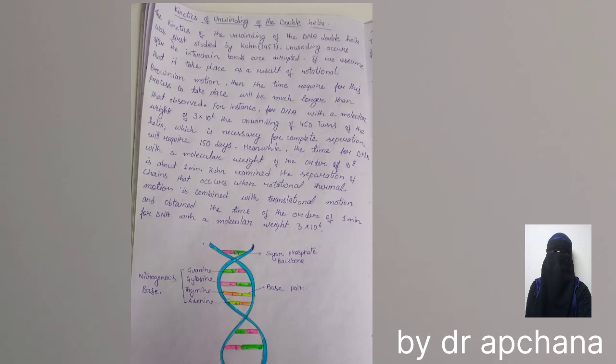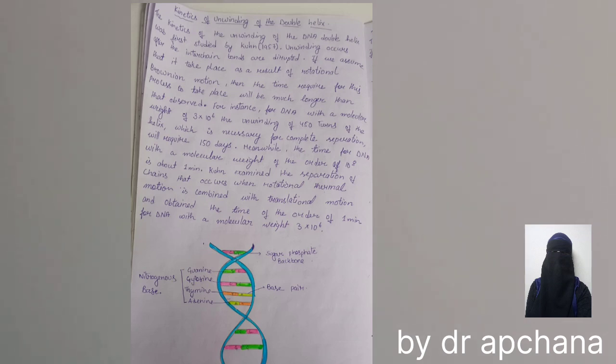I would like to talk on the topic: kinetics of unwinding of the double helix. The kinetics of the unwinding of the DNA double helix was first studied by Kuhn in 1957. Unwinding occurs after the interchain bonds are disturbed. If we assume that it takes place as a result of rotational Brownian motion, then the time required for this process to take place will be much longer than that observed.